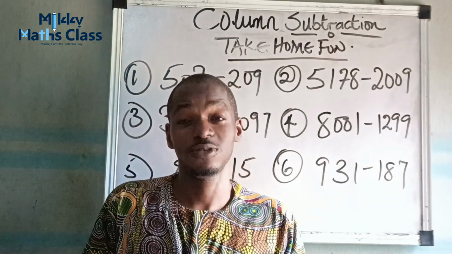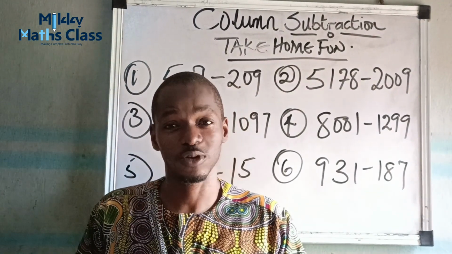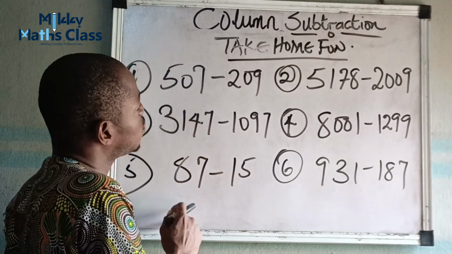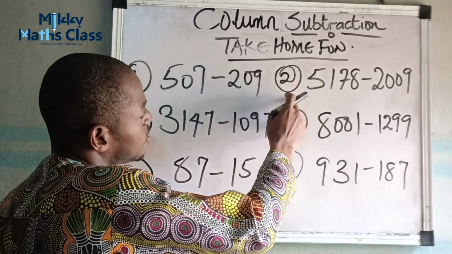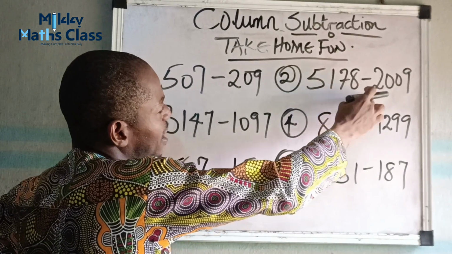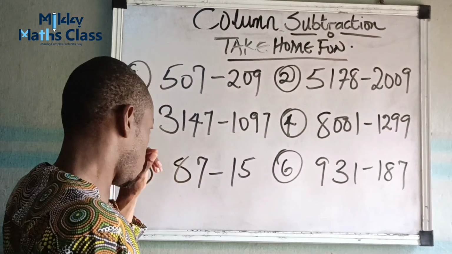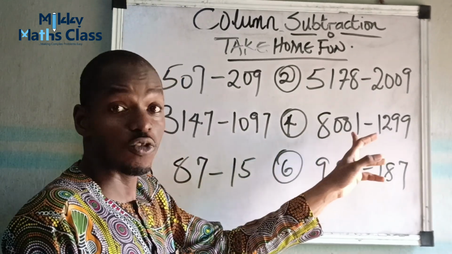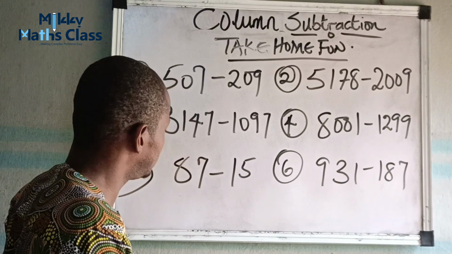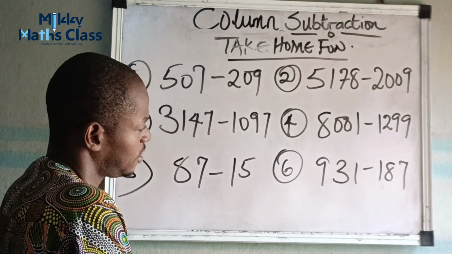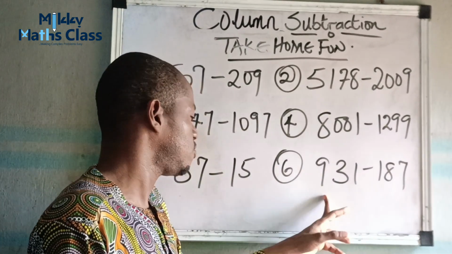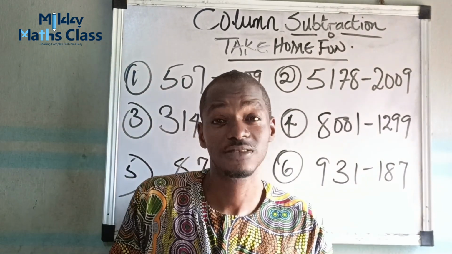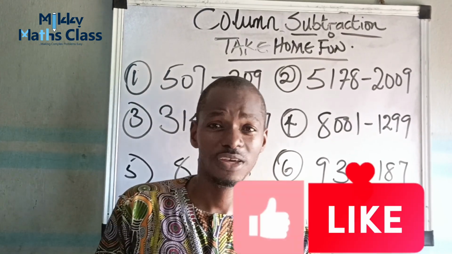All right, I hope you have learned in today's class how to carry out subtraction using the column method. Before we go, here is a list of take-home fun. You can practice it at your leisure time. The first one says 507 minus 209. The second one says 5178 minus 2009. The third one says 3147 minus 1097. The fourth one says 8001 minus 1299. The fifth one says 87 minus 15. And the sixth one, the last but not the least, 931 minus 187.